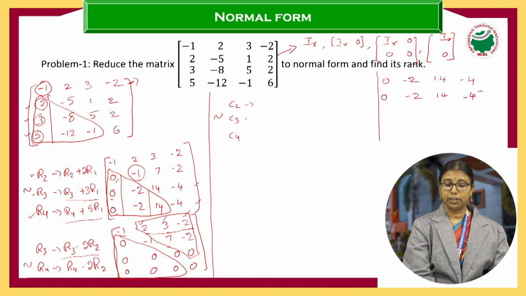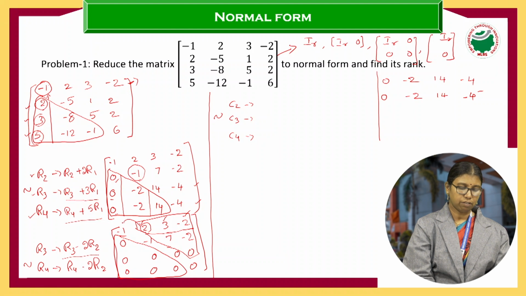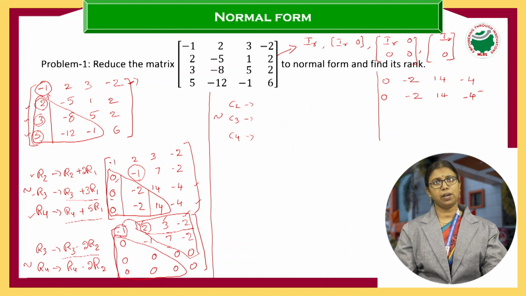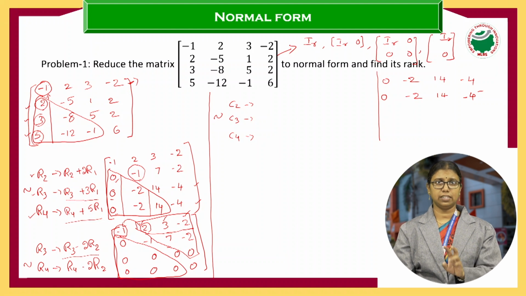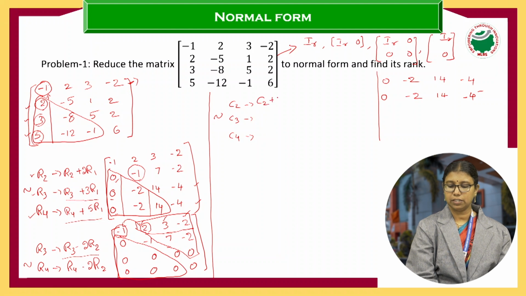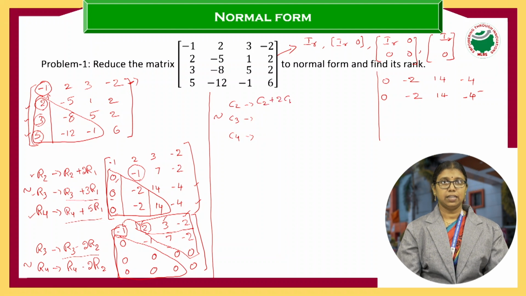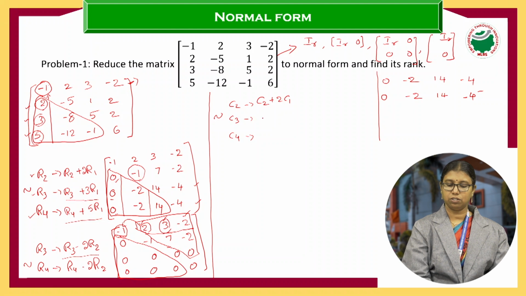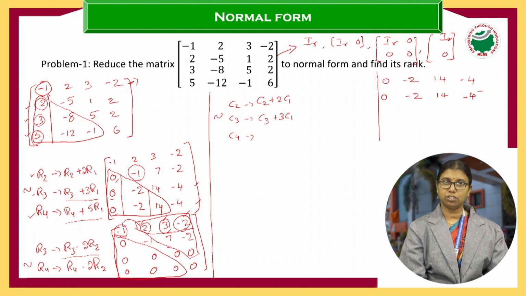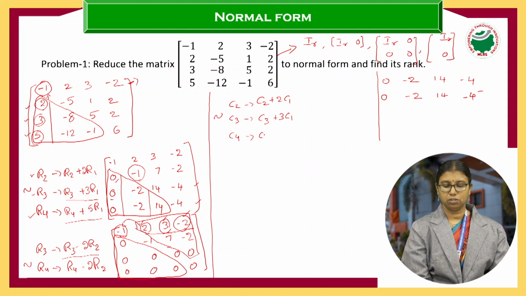And what is the column operation for C2? Here I have 2 and the corresponding value in C1 is minus 1. Instead of minus 1, if you got minus 2, by adding both columns you will get 0. That means the column operation is C2 plus 2 C1. Similarly in C3 I have 3. So we need 3 in C1, that is C3 plus 3 C1. Next for C4, here I have minus 2. So we need 2 in C1. So C4 minus 2 C1.